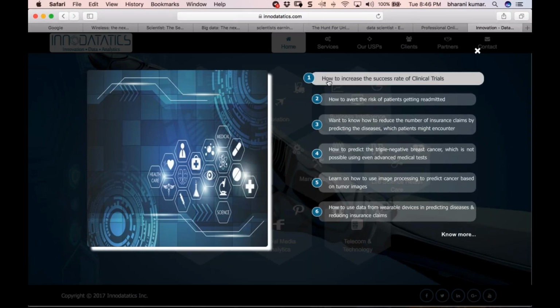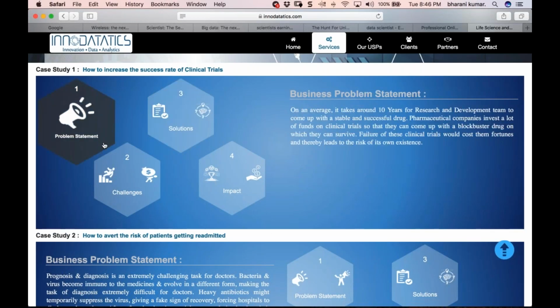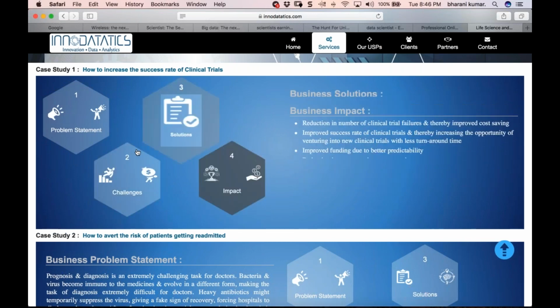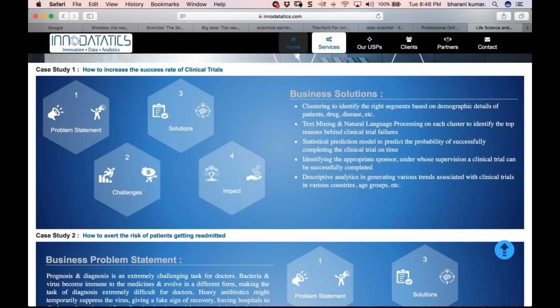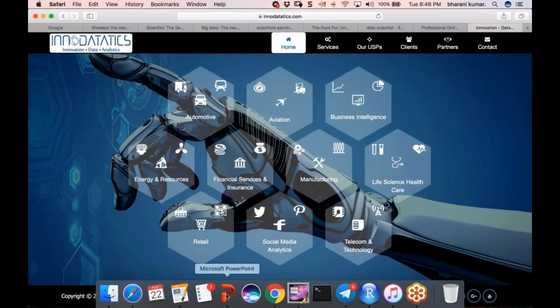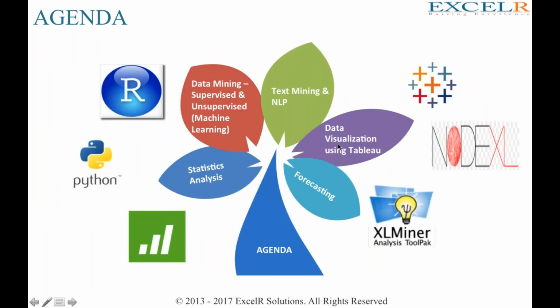Say you want to look at how to increase the success rate of clinical trials, you go here. So you get to see the problem statement, challenges, solutions, and impact. Whenever you find free time, just go through, explore, and try to learn more. There are a lot of interesting things that we are doing.